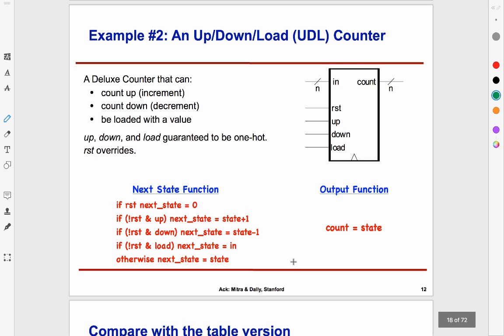What about the output function? The output function is simple. It just says count is equal to state. That's all I'm outputting. So now I have taken a more complicated thing, but again, hopefully you would see that the pattern out here looks like the way we manipulate data in a program. We are writing it like that. We have these if then else clauses, stuff like that.